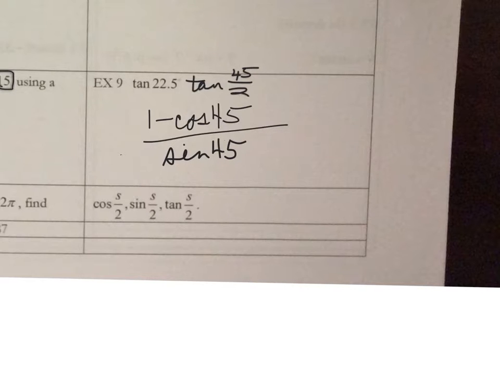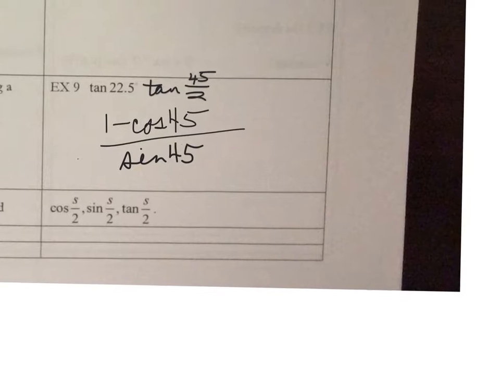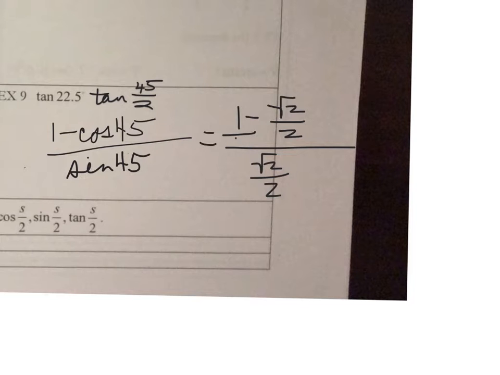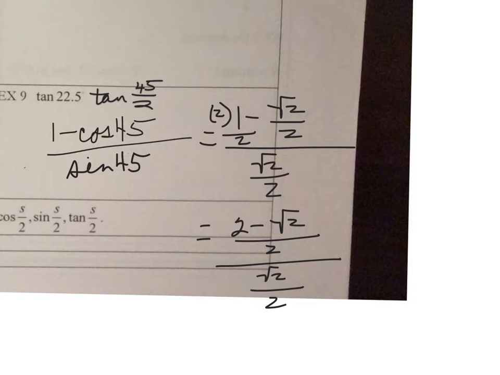Okay, now let's work on simplifying that then. So we'll have 1 minus the square root of 2 over 2, over the square root of 2 over 2, right? Cosine of 45 is root 2 over 2, and so is sine. Alright, let's get common denominators in the numerator. So we'll need a factor of 2 down here and up here. So I have 2 minus root 2 over 2, over root 2 over 2.